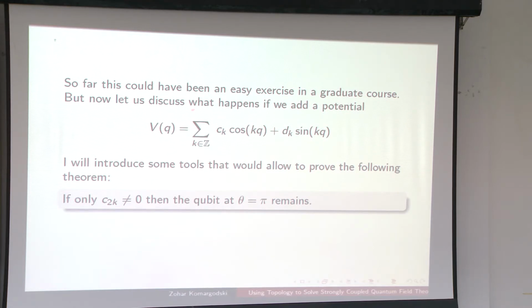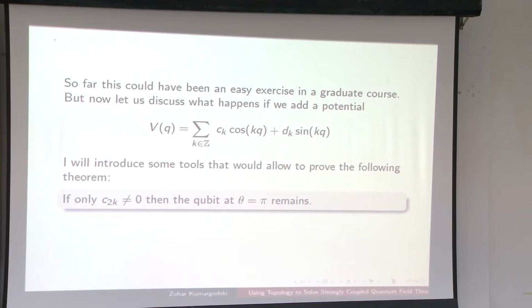So the claim is going to be, suppose we had a potential on the ring. A general potential could be decomposed into cosines and sines with integer frequencies. The claim is the following. Suppose you only have integer cosines with even frequencies. So k runs over the even integers, so only C2k is non-vanishing. Then I claim that this qubit does not go away. So the claim is that the qubit that we saw at theta equals pi is robust under any perturbation which contains only even frequencies.